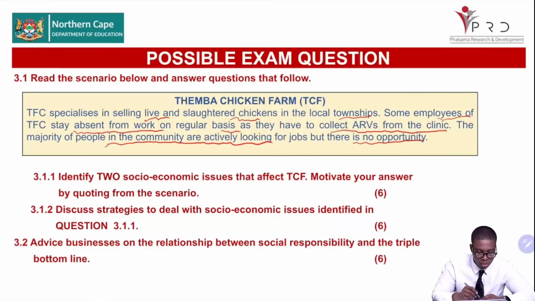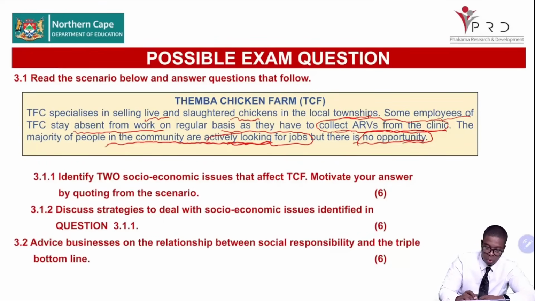Now, let us look into what the question is requiring of us. And already we need to underline or encircle our tip-offs. Immediately we see ARV, we have a tip-off. Immediately we see that people are looking for jobs, we have a tip-off there, but there is no opportunity. That is a tip-off to say what might be expected of us to answer.